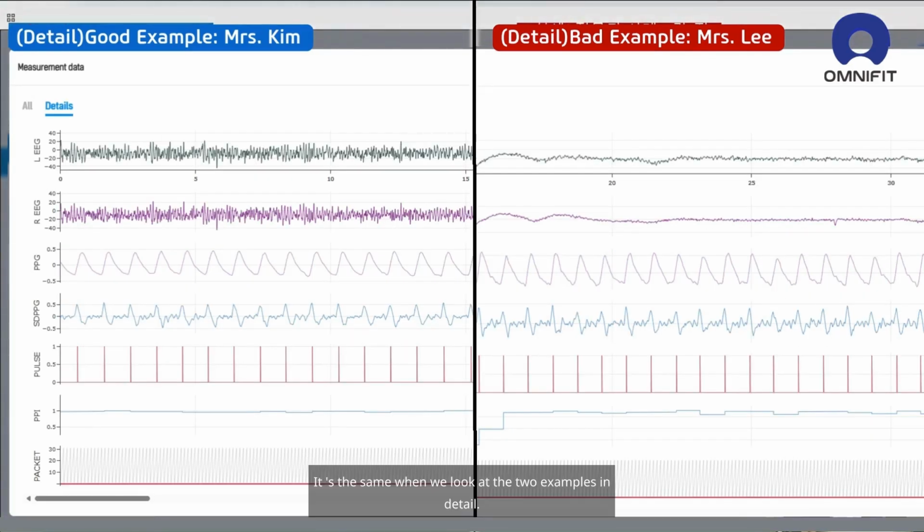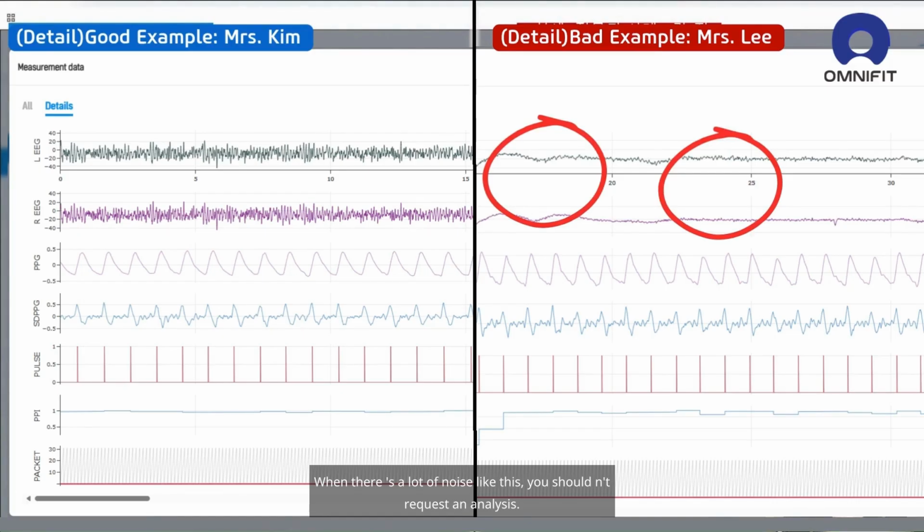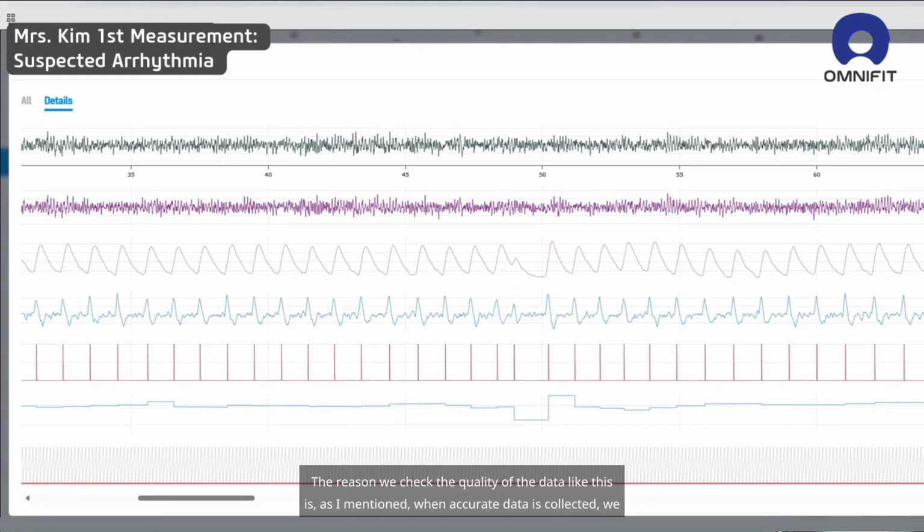It's the same when we look at the two examples in detail. Yes, when there's a lot of noise like this, you shouldn't request an analysis. That's right. You should either remeasure or click Do Not Analyze. The reason we check the quality of the data like this is, as I mentioned, when accurate data is collected, we can analyze the subject precisely and understand their condition.